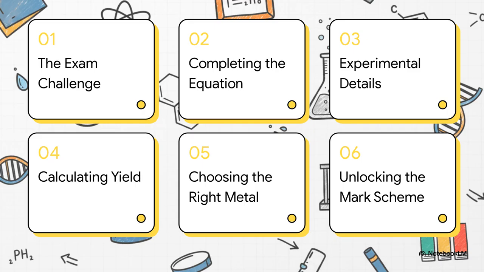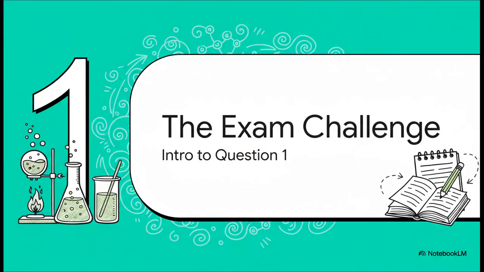So, here's how we're going to do this. First, we'll look at the exam challenge itself. Then, we'll complete the equation, get into the nitty-gritty of the experiment, nail that percentage yield calculation, and finish up by picking the right metal. By the end, you'll have the secrets of the mark scheme totally unlocked. Ready? Let's go.